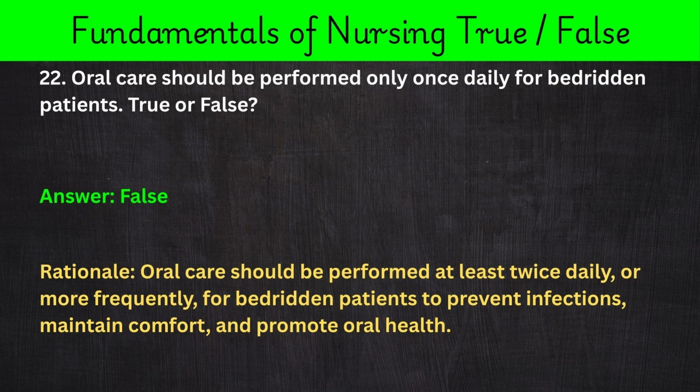22. Oral care should be performed only once daily for bedridden patients. True or false? Answer: false. Rationale: oral care should be performed at least twice daily, or more frequently, for bedridden patients to prevent infections, maintain comfort, and promote oral health.